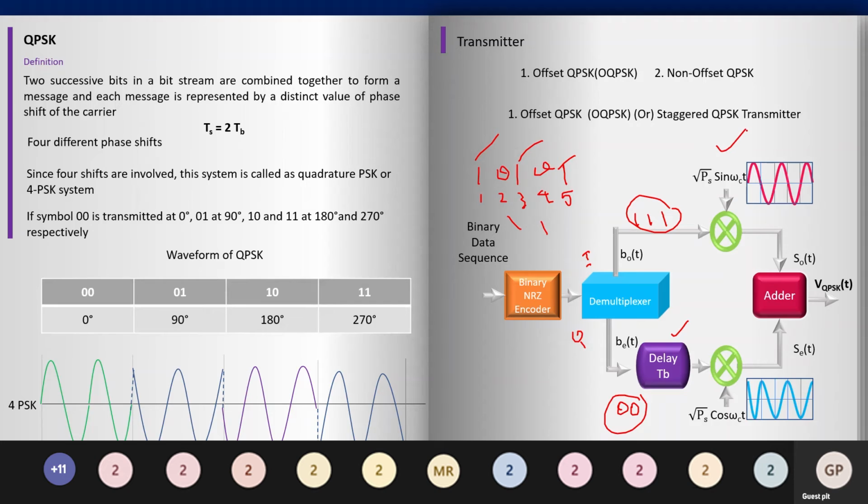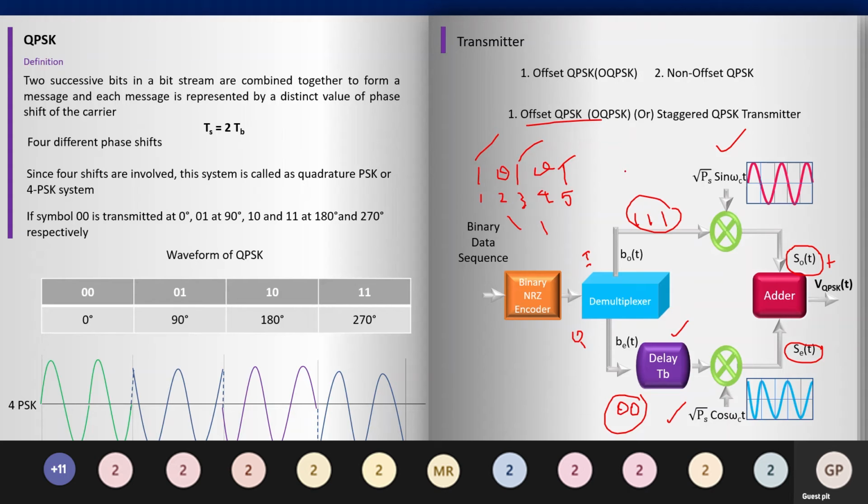then using the carrier, odd data means you have to multiply that with sine, even data means you have to multiply that with the cos signal, the cos carrier. As the result, you'll get odd modulated data and even modulated data. So by adding up SO of t and SE of t, you can form the QPSK output. And that is for offset QPSK.